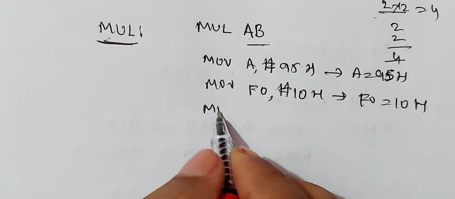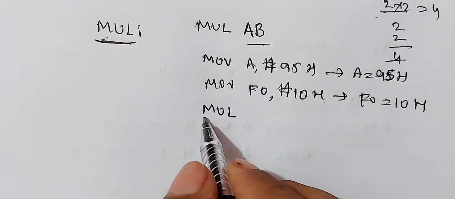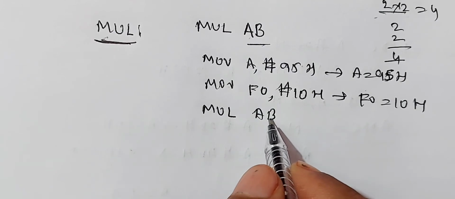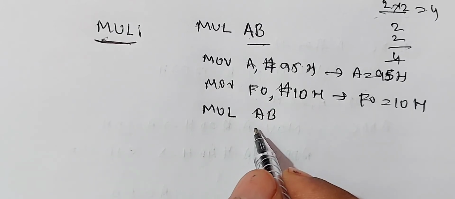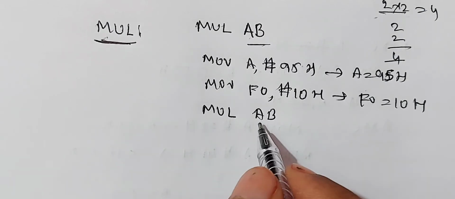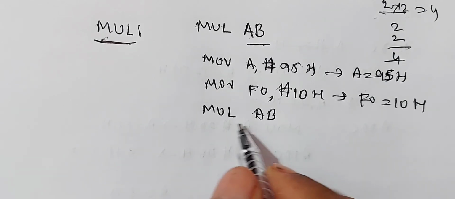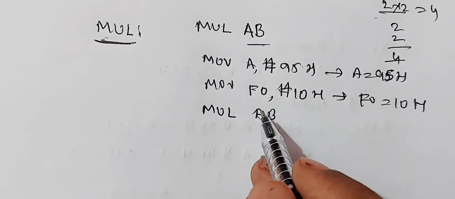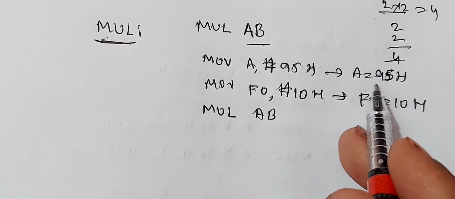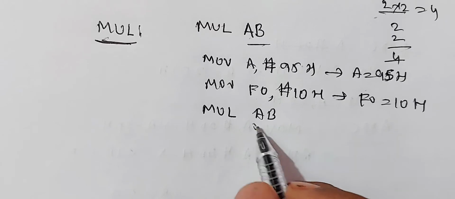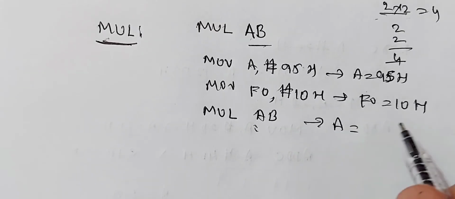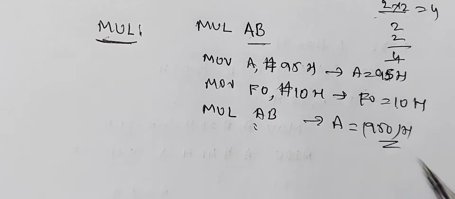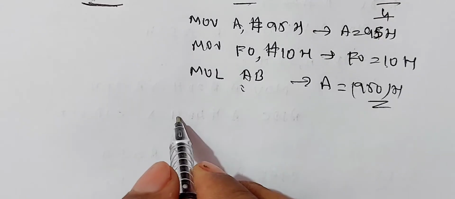Then you can write the multiplication instruction like this: MUL AB, not A comma B. You can't write MUL BA because the destination must always be register A during the arithmetic operation. So MUL AB, there is no comma. This implies that the content present in B, that is 10, is multiplied with the content present in A, that is 95. And the final result is stored in A only. Therefore, now A contains the multiplication of 95 into 10, which is 950H.